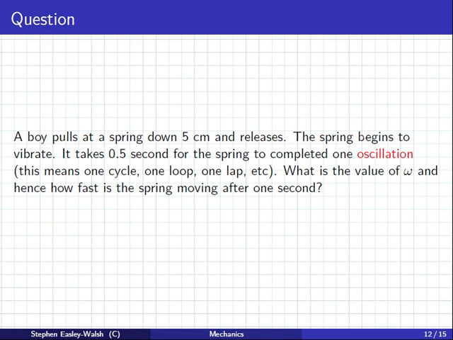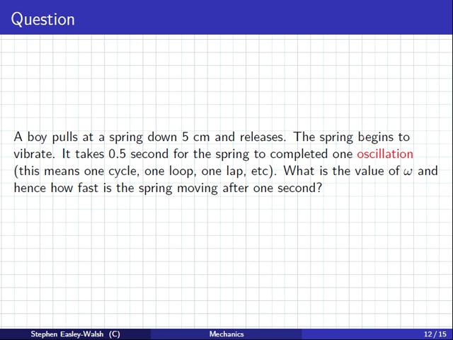Yeah, but more than just that. The amplitude. Because if you think about it, if I pull the spring 5 centimeters, this is the most it can travel. You never pull a spring 5 centimeters, let go, and it moves more, right? So the 5 centimeters is the amplitude. Okay. What's the 0.5? The periodic time.